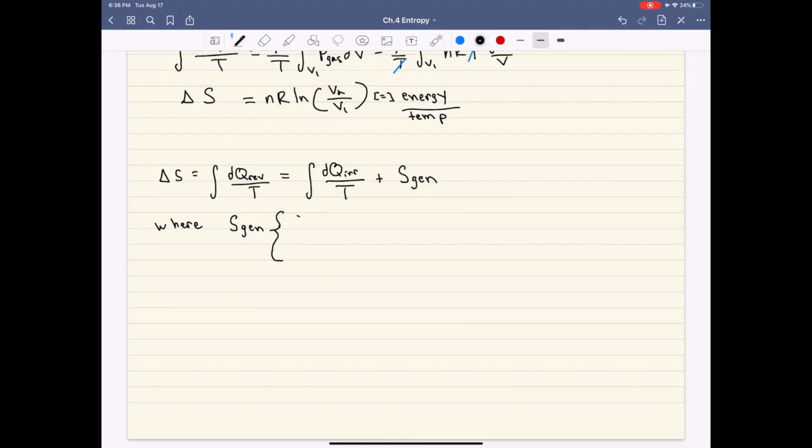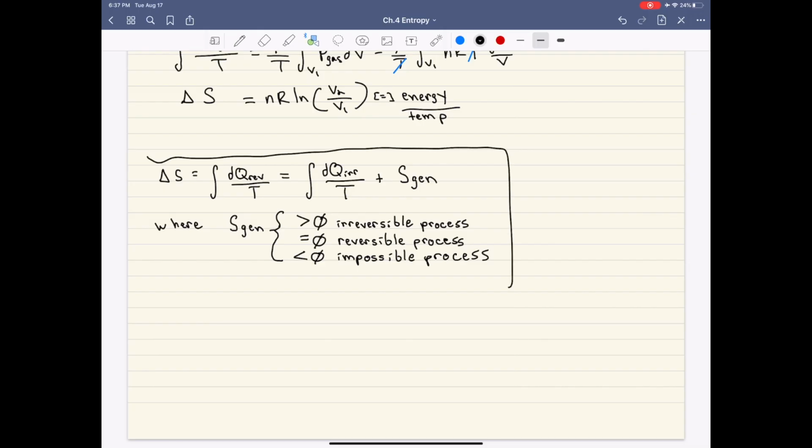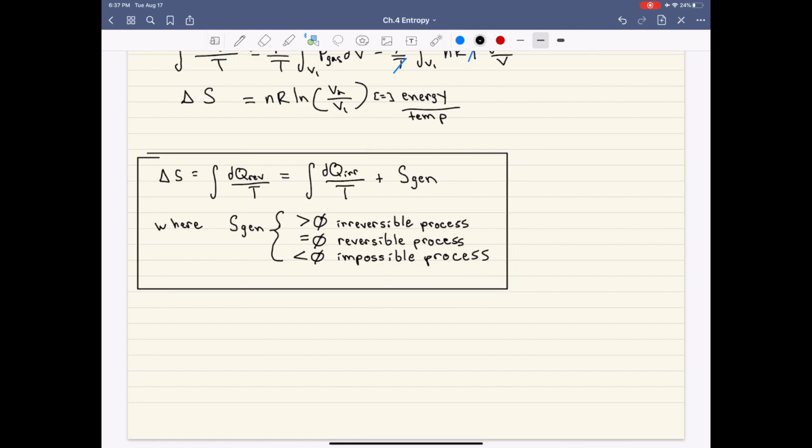Sgen can be greater than 0 if we're dealing with an irreversible process. It could be equal to 0 if we're dealing with a reversible process. And it could only be negative if we're dealing with a process that is physically impossible. All right? So this may be a more formal way of writing the second law of thermodynamics.